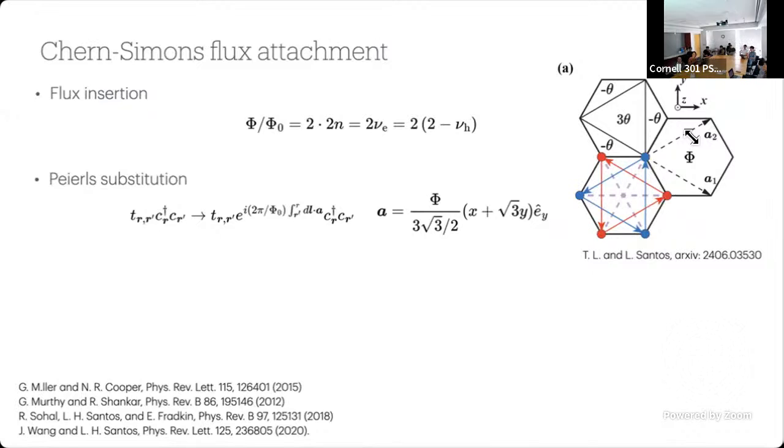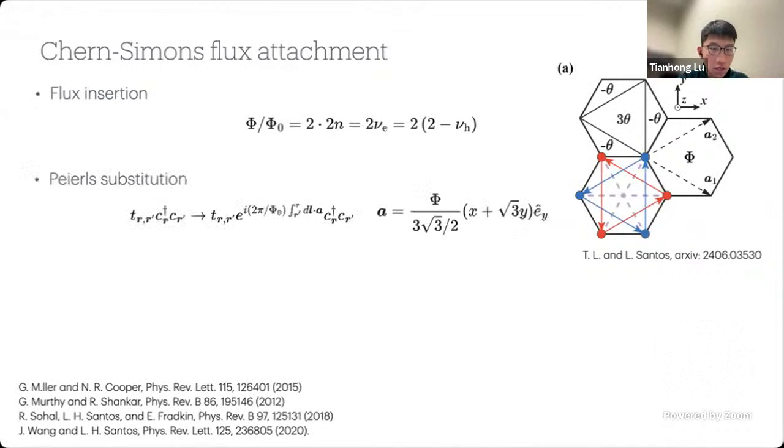Yeah, okay. I'm waiting to see a calculation. I mean, the fact that the gauge potential depends on the density is the flux attachment, as far as I understand. Okay, thanks. Okay.